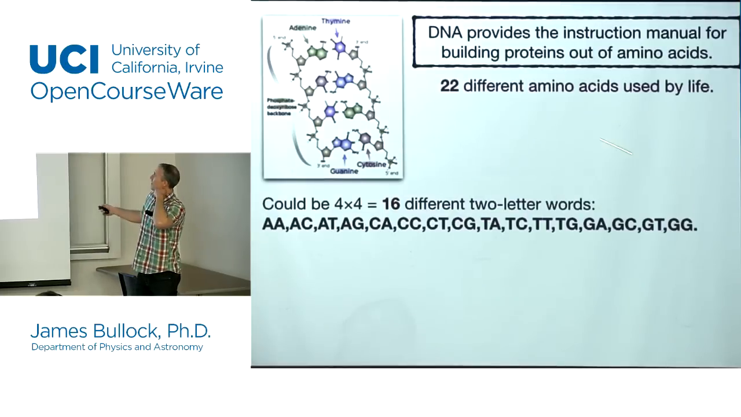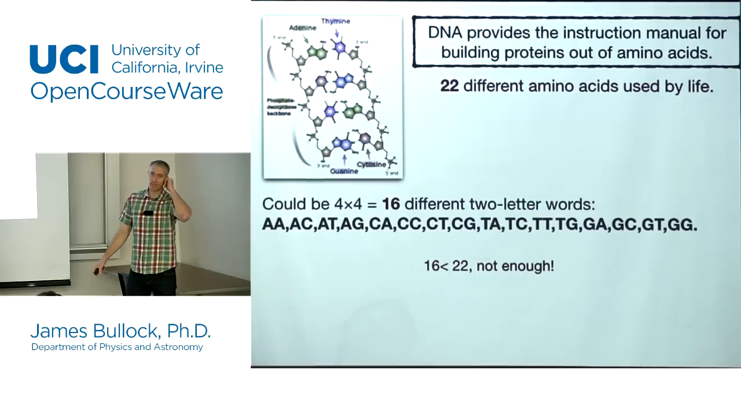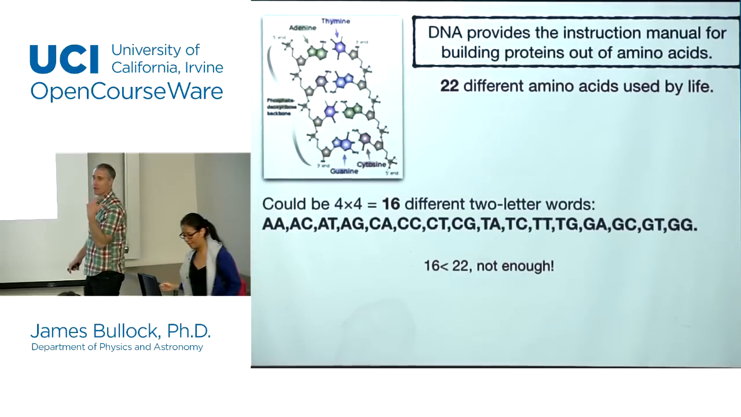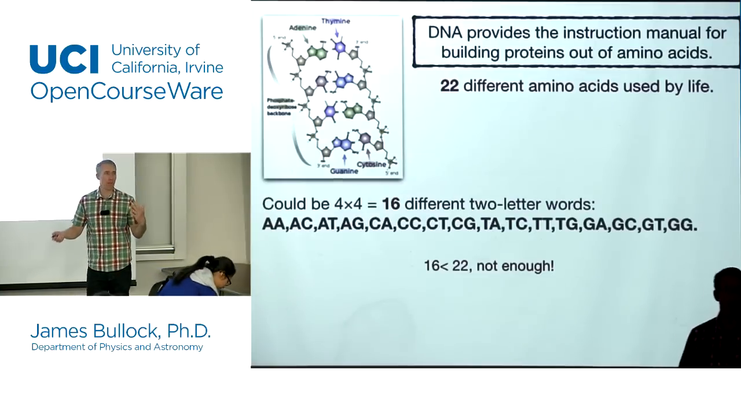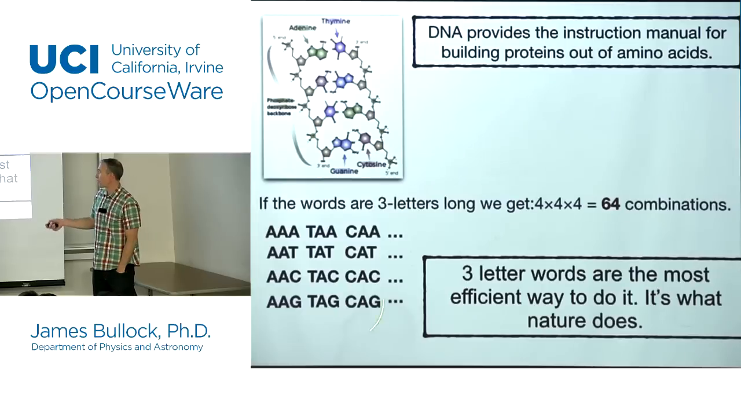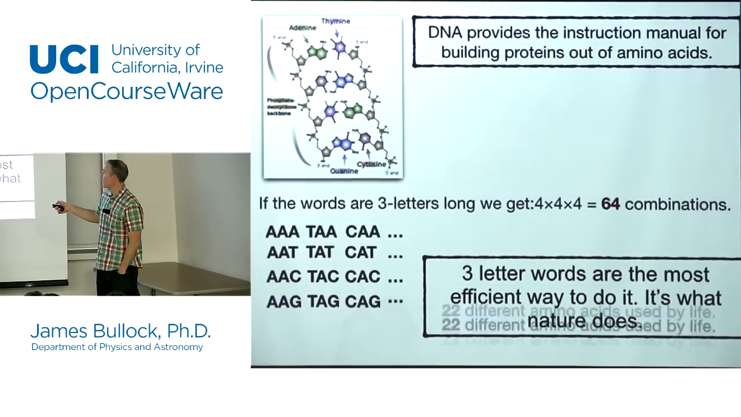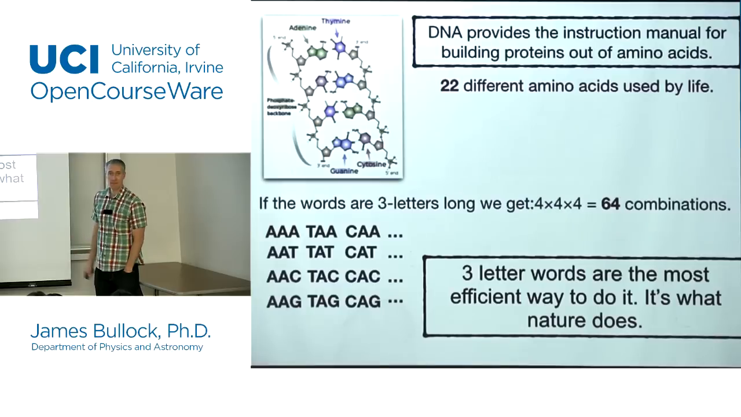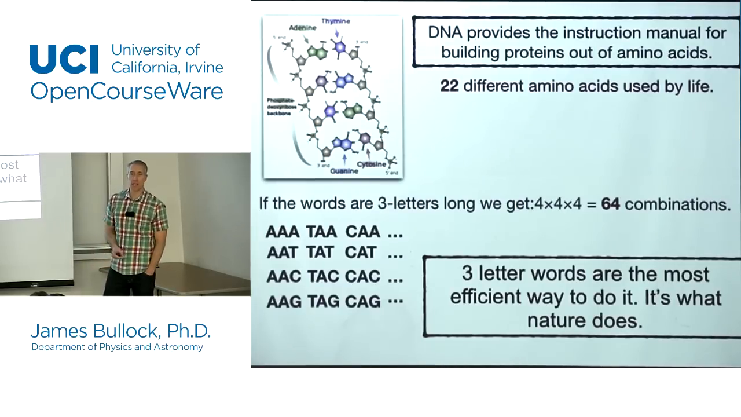But again, that's not enough because we've got 22 amino acids. That's still not enough. So let's say you go to the next step. Maybe you imagine that you need 3-letter words. If you have 3-letter words, then you're fine because then you have 64 combinations. That's plenty to make your 22 amino acids. And that's what DNA does.